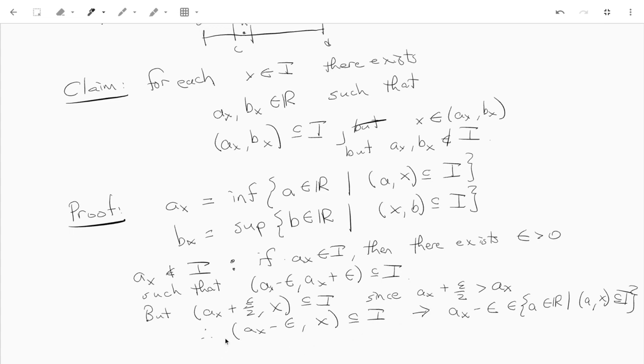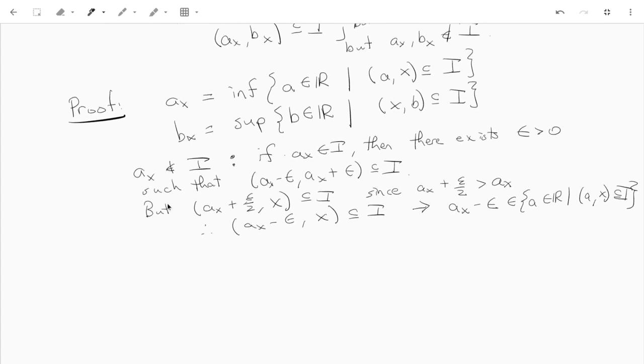And what is it a contradiction to? Well, we assumed that a_x is an element of I. So it must not be. a_x is not an element of I. A similar argument tells you that b_x is not an element of I.